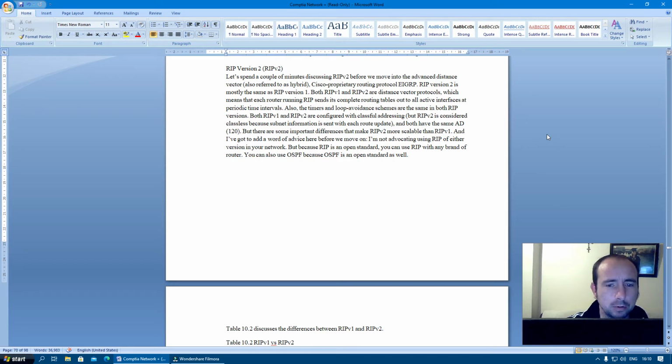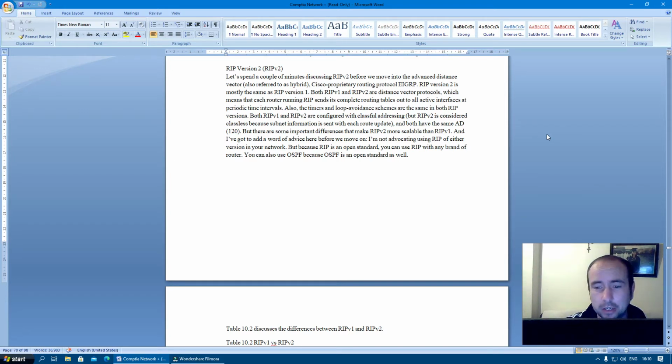Both RIP version 1 and RIP version 2 are configured with classful addressing. But RIP version 2 is considered classless because subnet information is sent with each route update, and both have the same AD, 120. But there are some important differences that make RIP version 2 more scalable than RIP version 1, and I've got to add a word of advice here before we move on.